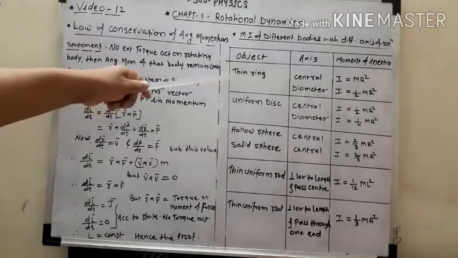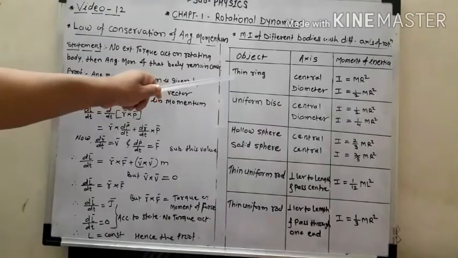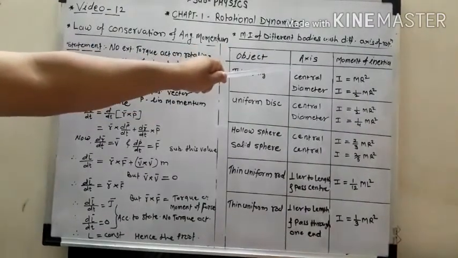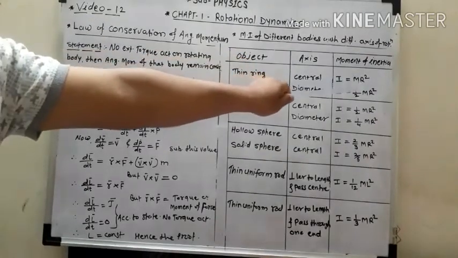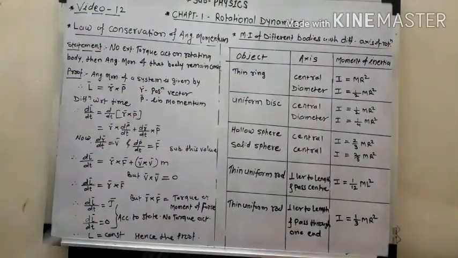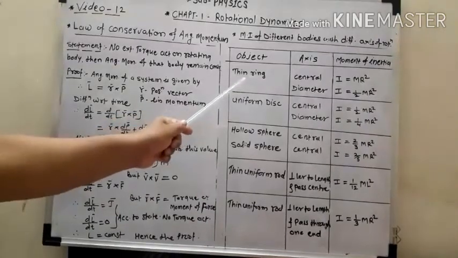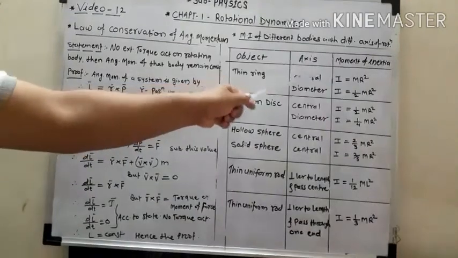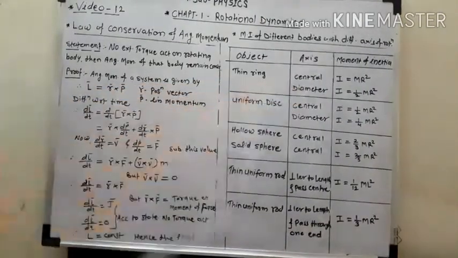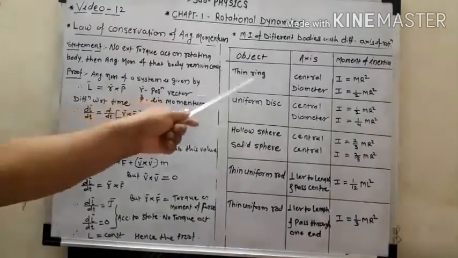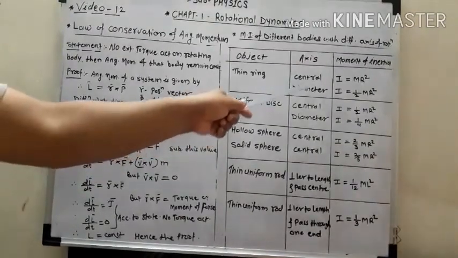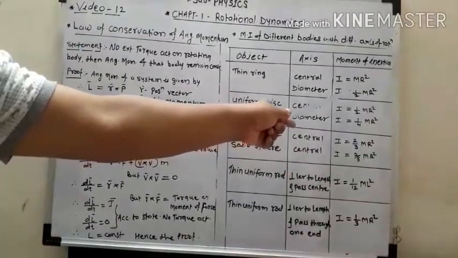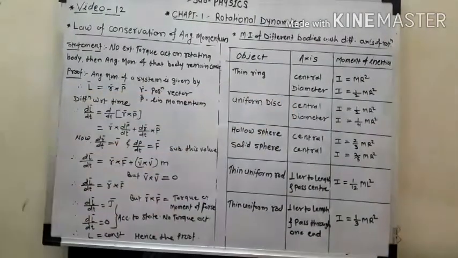First object we have to take here is the ring. This is the thin ring, suppose passing through the center, perpendicular to its plane. Then the moment of inertia I is equal to MR². You have to remember these conditions: for a thin uniform ring passing through the central axis, its MI is MR² only. But for this thin uniform ring passing along its diameter, the MI of this ring is equal to 1/2 MR².